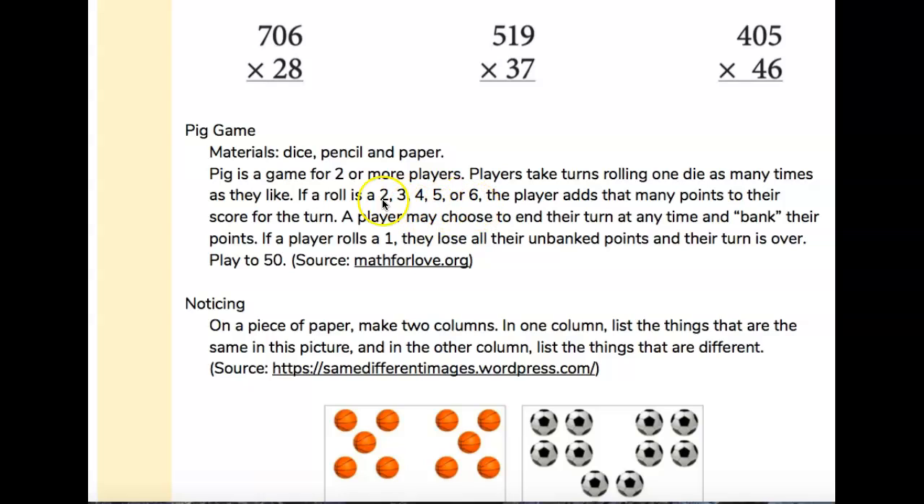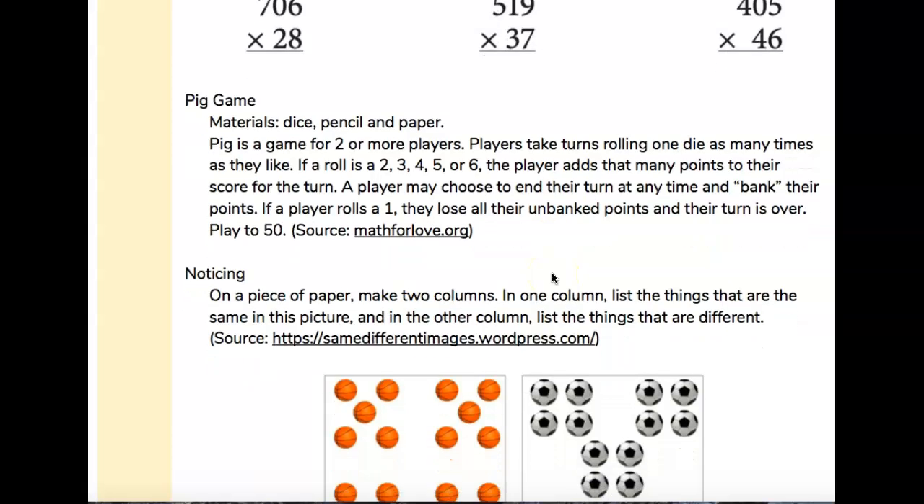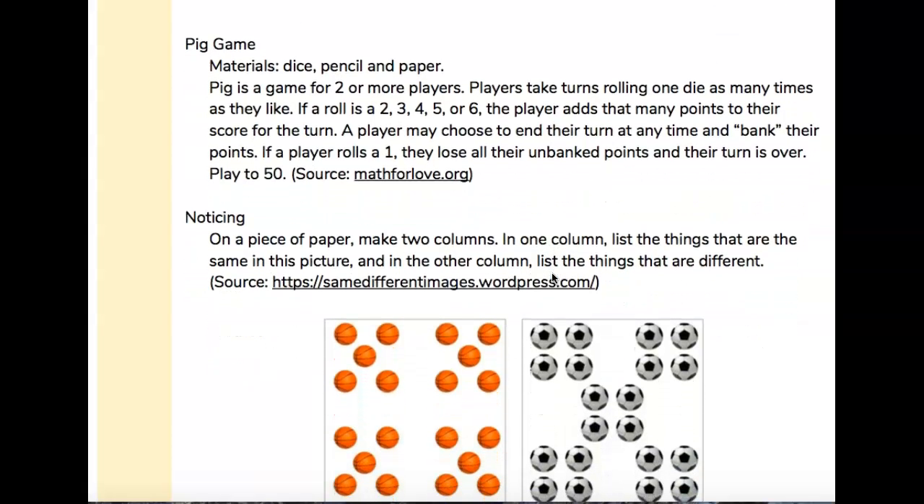And if you roll a 1, you lose all of them. If you bank them, then whatever points you have added all up, you get to keep. And the first person to play to 50 is the winner. So try that at home with a sibling or a parent, and see how you do.